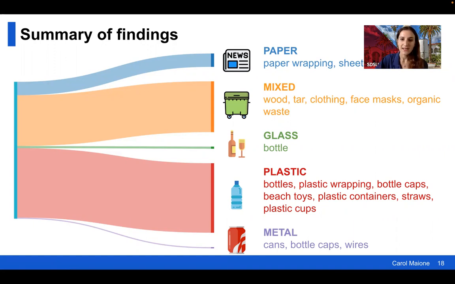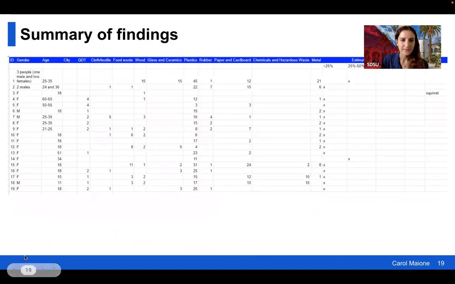And as you can see from our analysis, plastic was the largest amount of litter that we found, followed by mixed waste. And in particular for this mixed waste, tar was the main material found across the mixed category. And here you can see an overview of the findings. We had 22 participants in our survey, of different ages between 10 and 65 years old, and they were able to map different items.